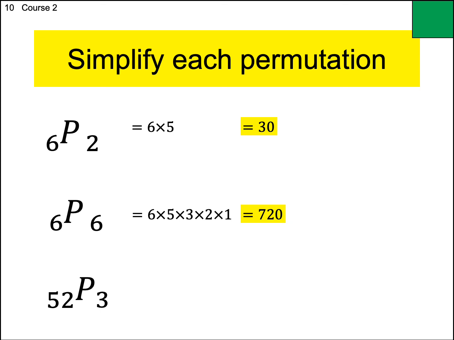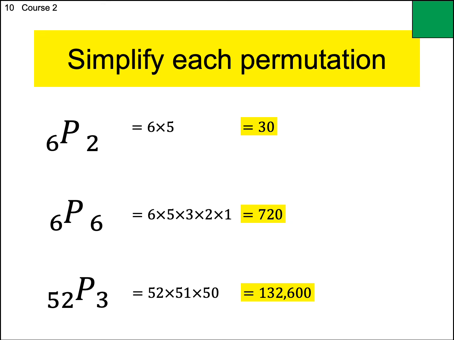Okay, last one. Well, let's see. We got to choose 3 things, but there's 52 to choose from. So that first choice, there's 52. The second choice, 51. And the third choice, there's 50. I'm just counting down by 1, and I'm picking 3 of them. 52, 51, 50. Well, that's going to be a big number. Holy moly. 132,600 different ways.